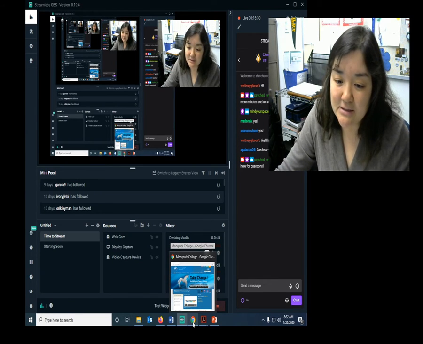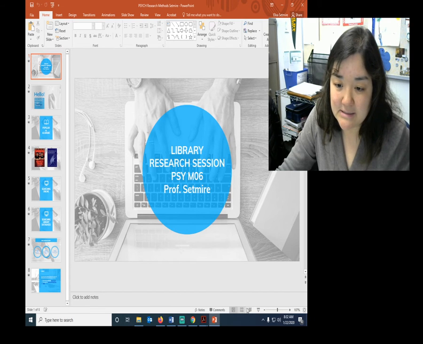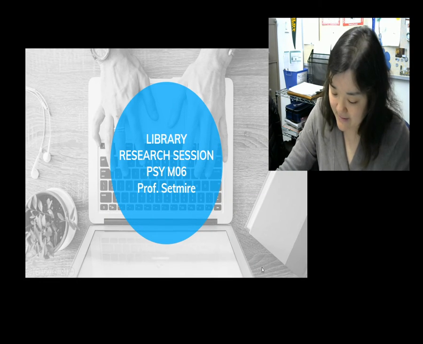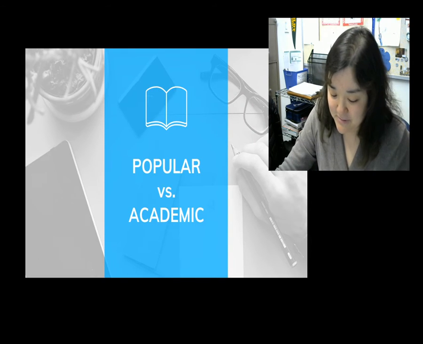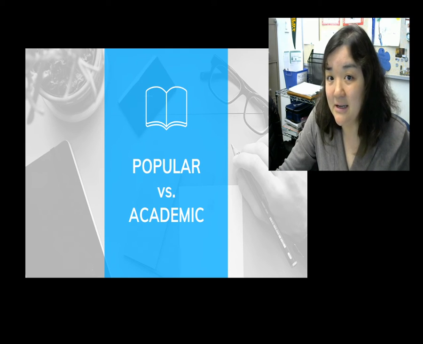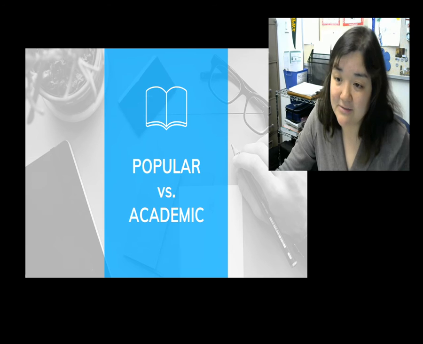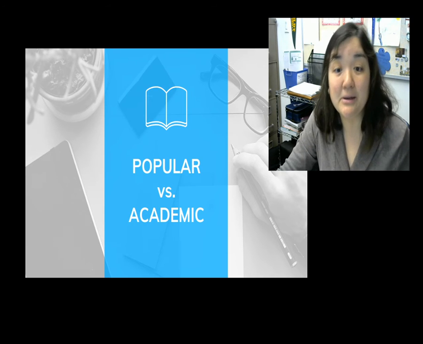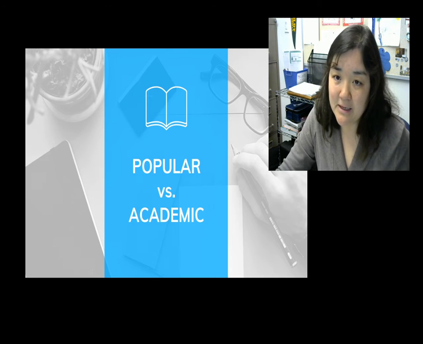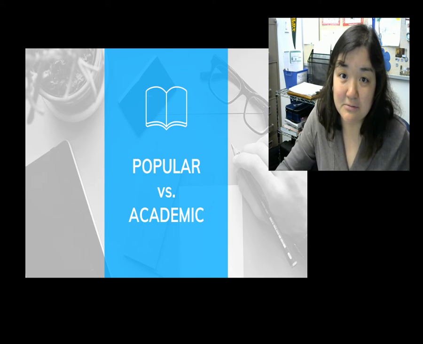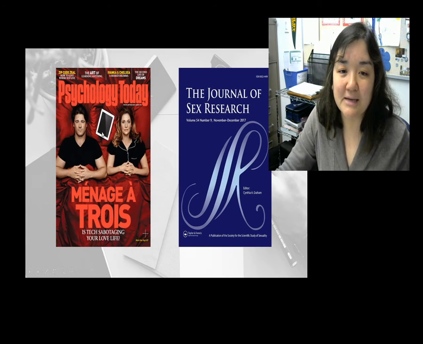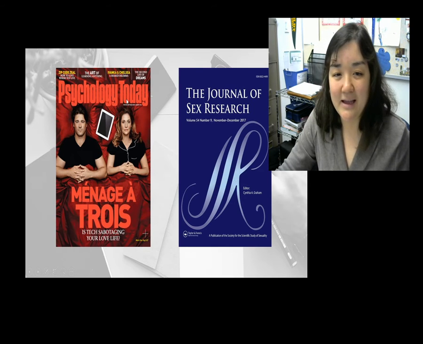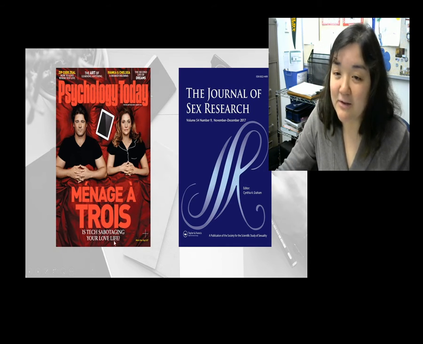But the first thing that I do want to talk to you about is, and let me start my slideshow, how to differentiate between popular and academic sources. So what your professor is asking you for is to find academic or scholarly or peer-reviewed sources. And we want to really help you differentiate between the two before you even start the research process. So just briefly, I want to show you two types of magazines I have here. Well, magazine and journal. I have Psychology Today, which is one that we use pretty often with psych students, and also the Journal of Sex Research.